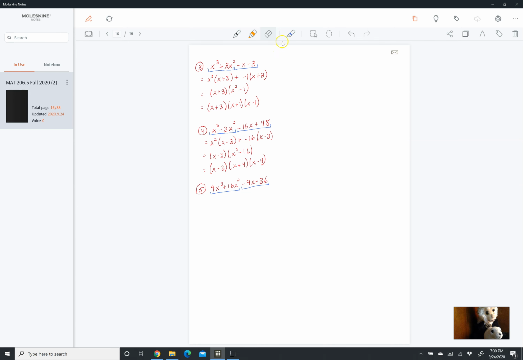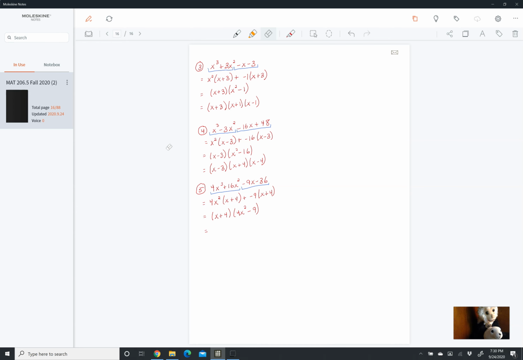So from the first group, instead of just being able to pull out an x squared, we can actually pull out a 4x squared, which is going to leave us with an x plus 4. And from the second group, we could pull out a -9, which will also leave us with an x plus 4. So still factorable by grouping. And we can pull out an x plus 4. From the first one, we're left with 4x squared. And from the second group, we're left with a -9.